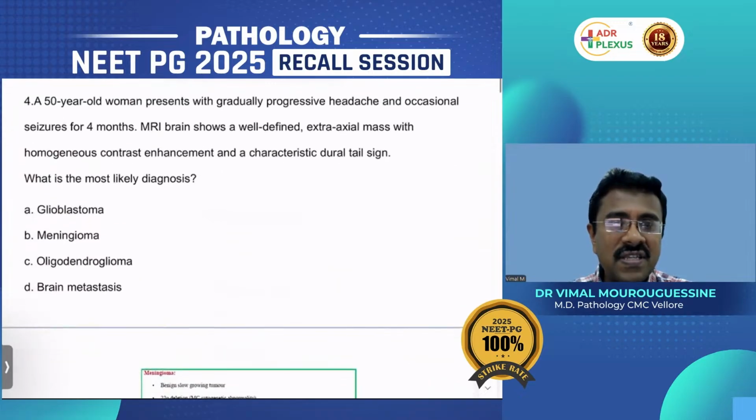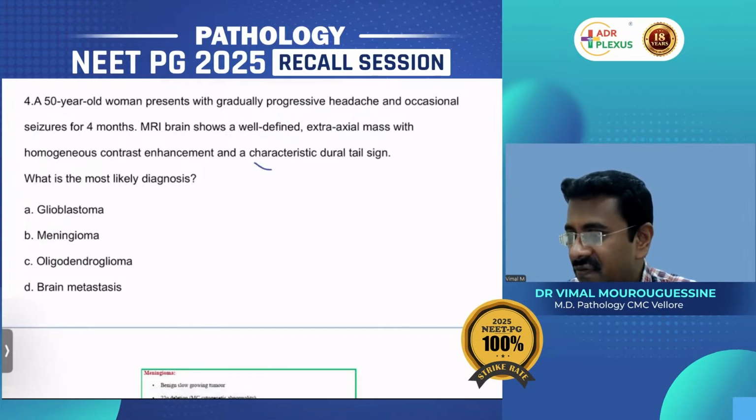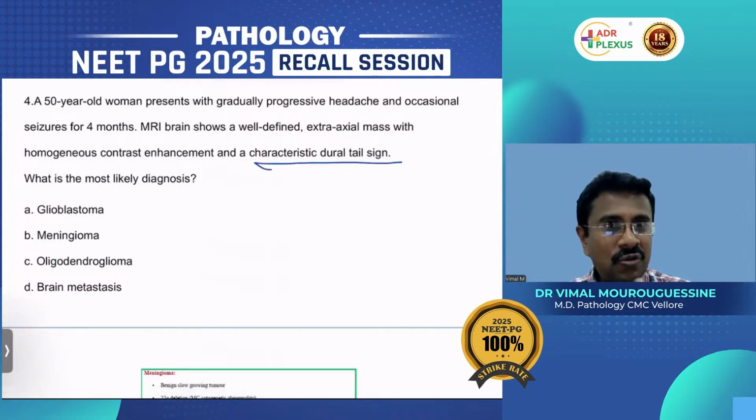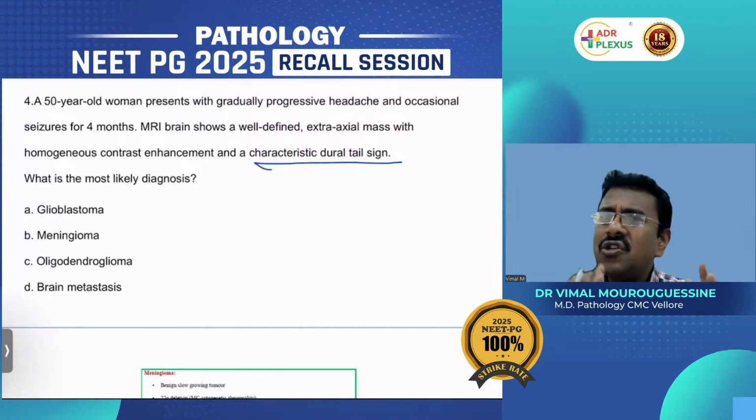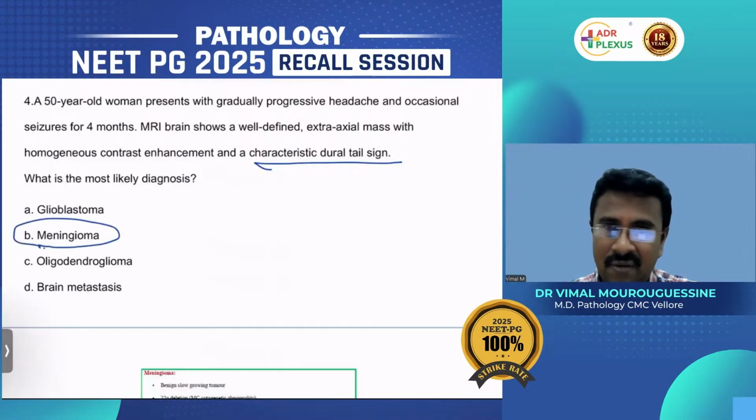Moving on to the fourth question: a 50-year-old woman presenting with a gradually progressive headache and occasional seizures for 4 months. MRI shows an extra-axial mass, and the very characteristic clue given was the dural tail sign. That is characteristic of meningioma. A woman with a headache and a compressive effect, as we used to discuss in our class: meningioma has a compressive effect rather than an infiltrative effect. So this is a case of meningioma.